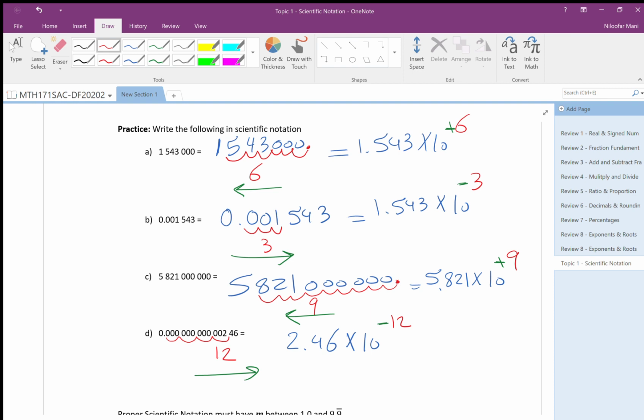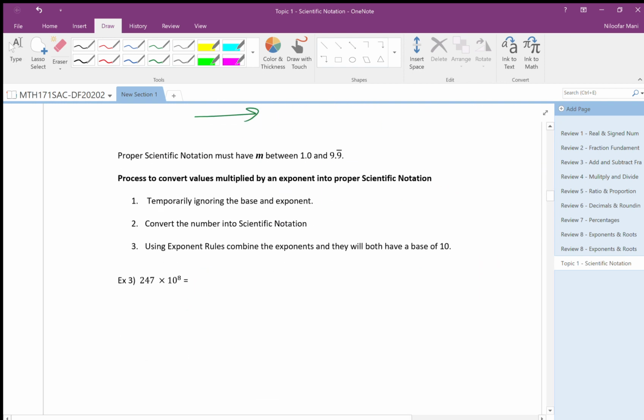So the number of moves is important for the power, positive or negative. If you go to the left, positive. If you go to the right, negative. Okay, so how about here? How about this?